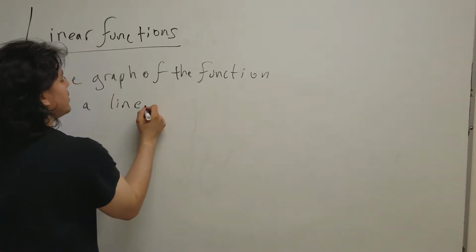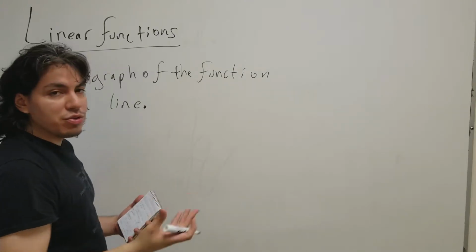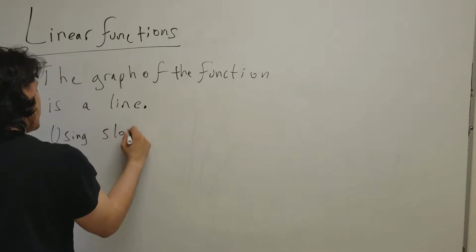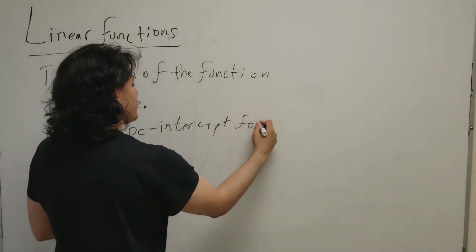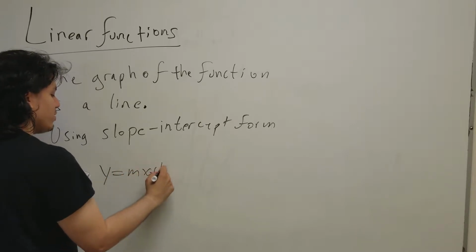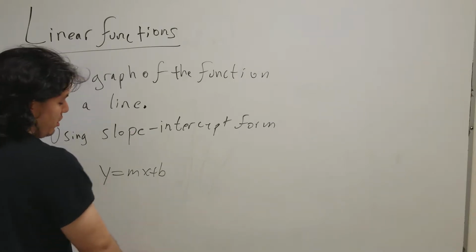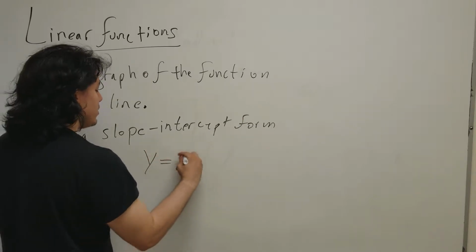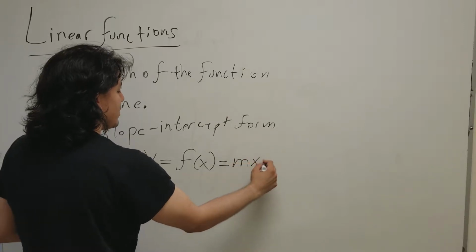So what's interesting is back in algebra, when you first learn about the slope formula, or they call it the slope intercept form, you're taught that it's y equals mx plus b, but in reality this is actually a function. So you can rewrite this as y equals f of x, when in reality it's just mx plus b.